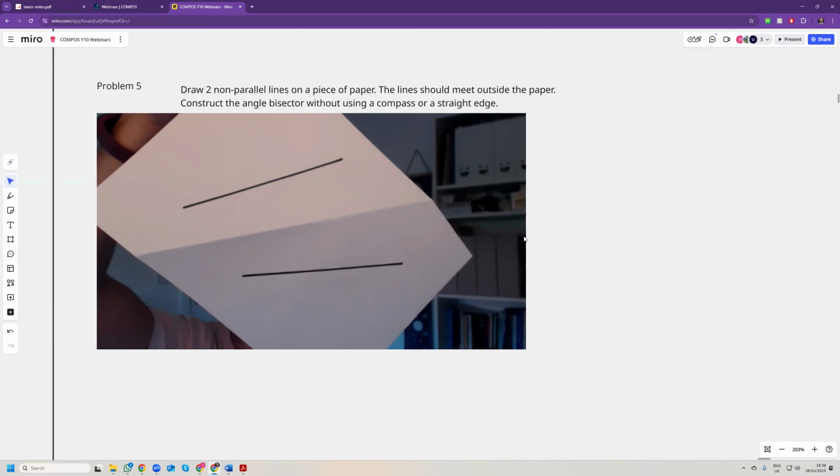You can do it like this. Okay. And then just fold it along this line so that they match. So it's the same idea effectively. You just want the two lines to line up, and that's your bisector.